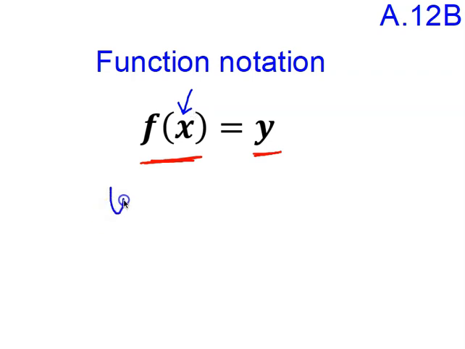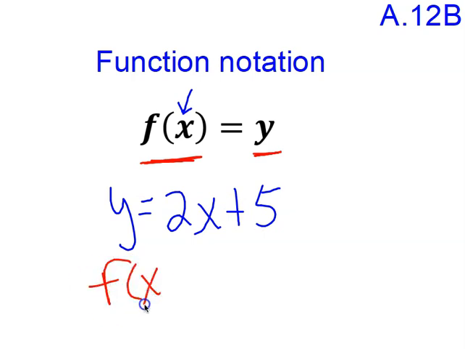So what does that mean? If I have a function written as, say, y equals 2x plus 5, I can rewrite that as f of x equals 2x plus 5. Now, whatever this x value is right here, I'm going to substitute in for this x value right here. And then I can evaluate the function to get my output or my y value. So let's check out some examples.